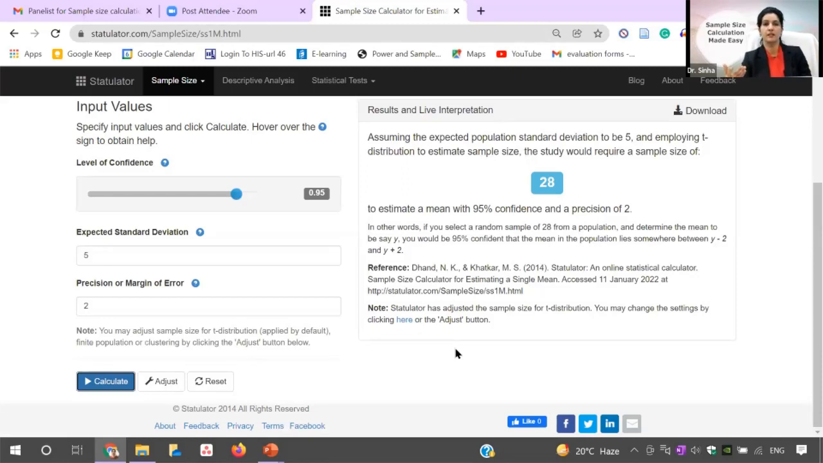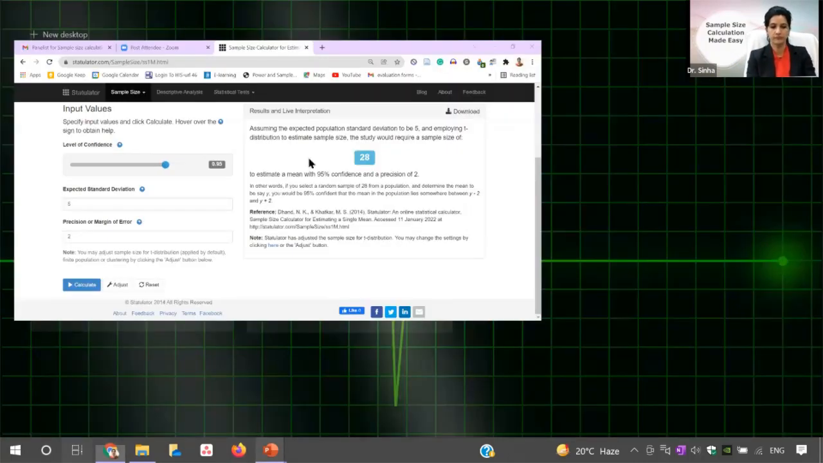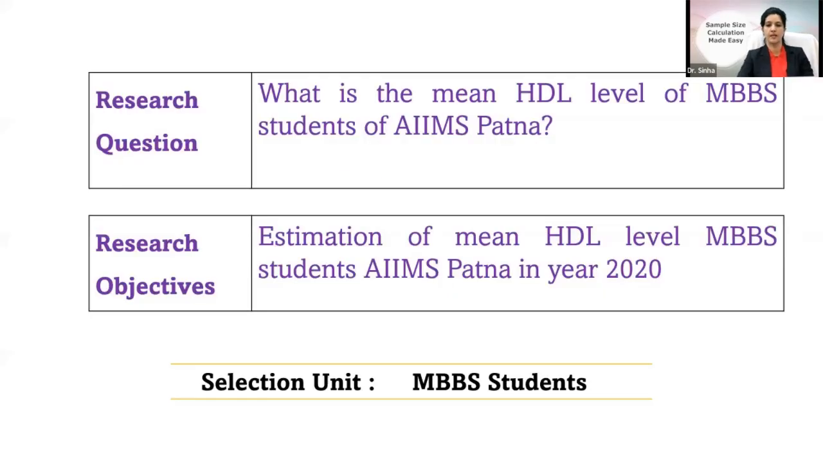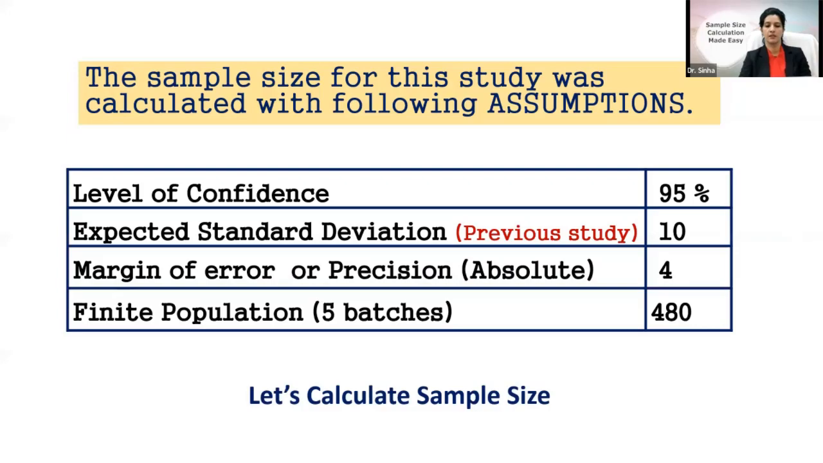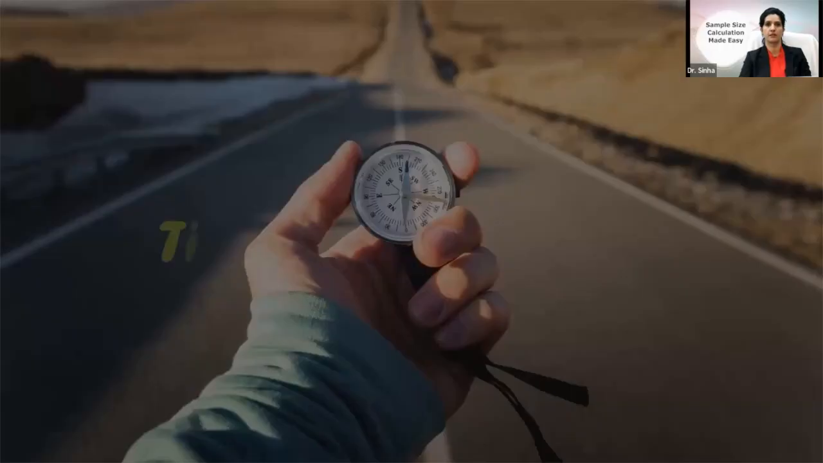And you can see here that always, if you enter the value of your variable as a mean, it will give you a much smaller sample size as compared to a proportion. Because if you enter the value as a proportion, the sample size is definitely larger. And if you enter the value as a mean, the sample size will be low. The second question is mean HDL level, so I will skip this. This is a standard deviation and this is precision.